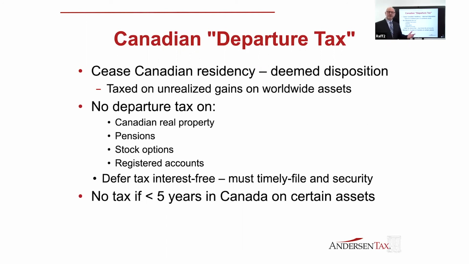So departure tax is potentially a very significant issue when people leave, because they've got $1 million of unrealized gain, and now Canada's saying you owe us tax on that $1 million. Now, there's no departure tax on things like Canadian real property, pensions, stock options, registered accounts. There's a few other categories there too. Those are the major ones. So there's no departure tax on those, but other things there are.